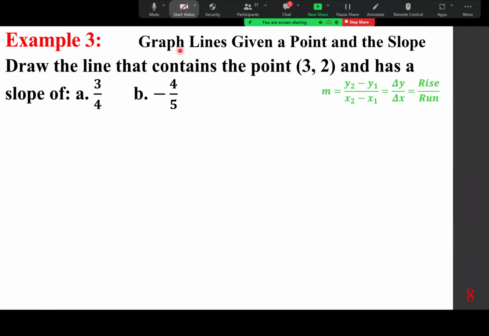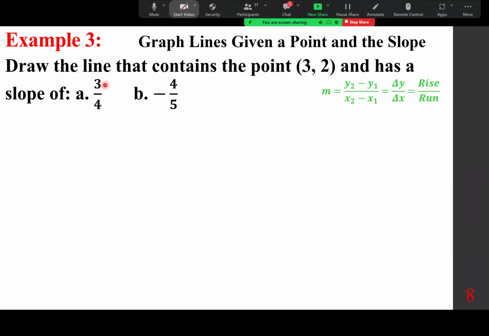All right, graph lines given a point and the slope. Draw the line that contains this pair (3, 2) and has this slope, 3 over 4. And we are going to remind everybody of the methodology: you have a pair, use this to find another pair.